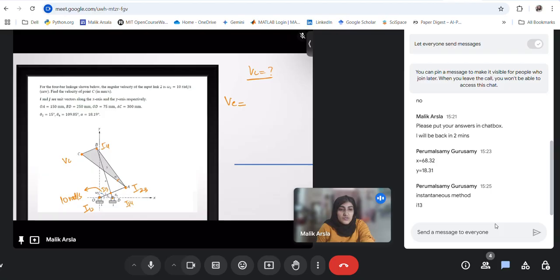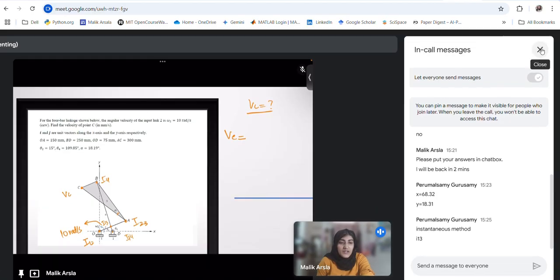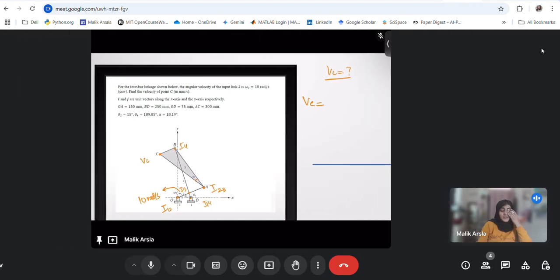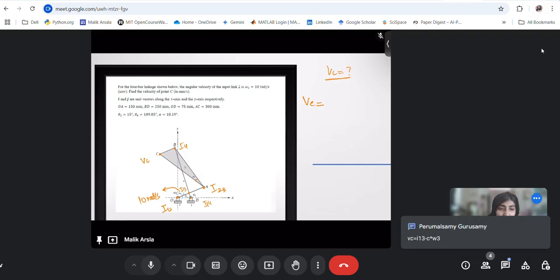So, using the instantaneous center, you can write the equation of the point C, right? How will you write it? What will VC be equal to? You have to express it in terms of omega and the distance between the instantaneous center and the point C. So basically, VC is I13C into omega 3.